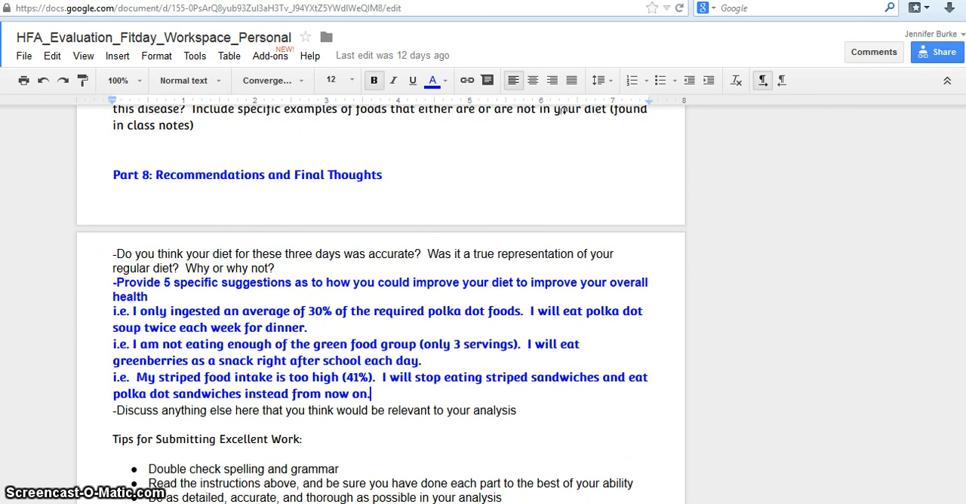This is also in part 8 where you discuss whether or not this is a true representation of your diet. So as I was mentioning before, if normally you were eating more fish but you didn't happen to on those 3 days, you can say that here. This is, after all, just a 3-day snapshot of our overall food intake. So it's understandable if things are a little bit off. Why or why not? Discuss anything else. So those of you that are ingesting the protein powders, taking vitamin and mineral supplements, any of those things that you recorded on your log sheets, you weren't allowed to put into the website, you can talk about those things here.